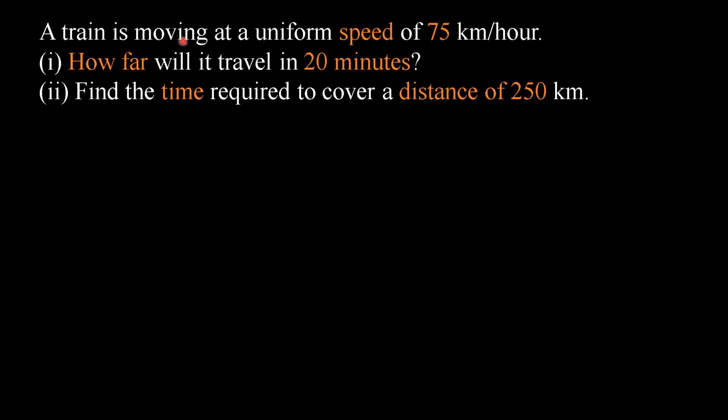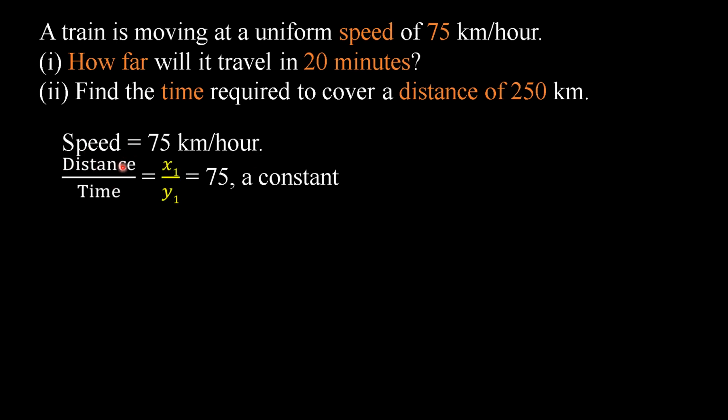A train is moving at a uniform speed of 75 kilometers per hour. Number 1. How far will it travel in 20 minutes? Number 2. Find the time required to cover a distance of 250 kilometers. Speed of the train is 75 kilometers per hour. We know that speed is distance upon time. So let it be x1 divided by y1, which is given as 75. So x1 divided by y1 is a constant.